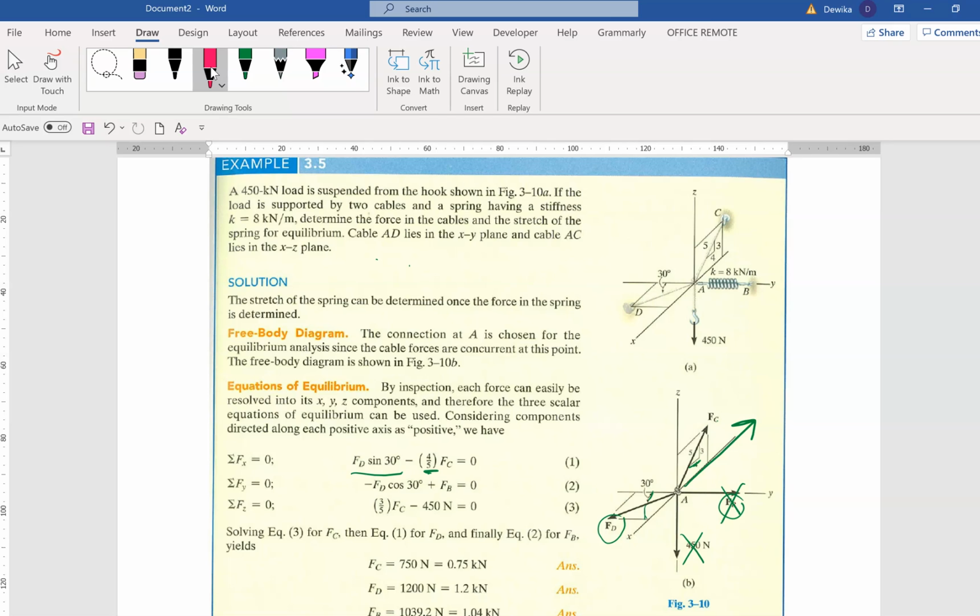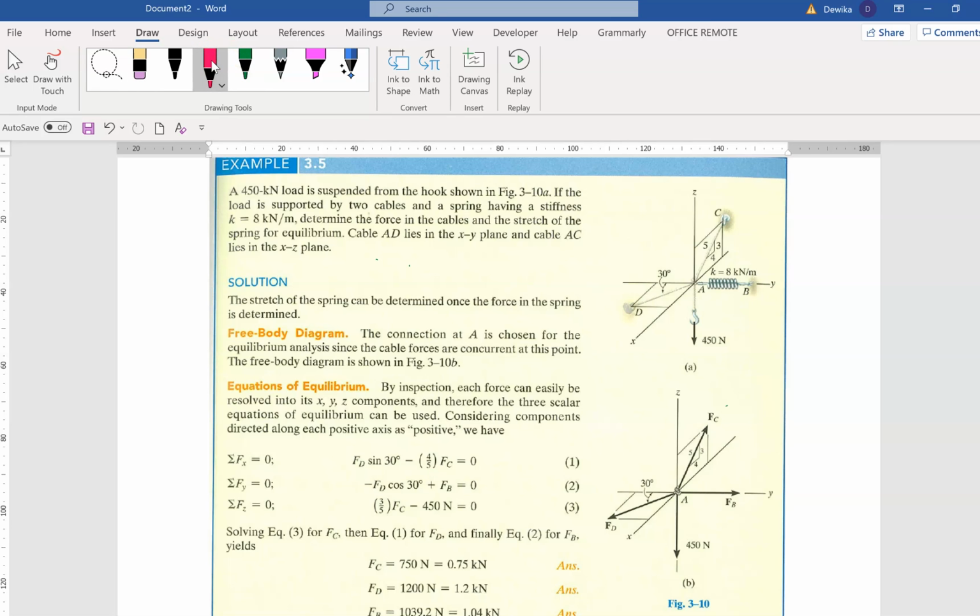Next, move on to the y-axis. So in the y-axis, what do we have? We have FB, which is in the positive direction. This one has nothing to do with the y-axis, and this one is between x and z, so this also has nothing to do with the y-axis. But this one, yes, it affects. So FD cos 30, and it is in the negative direction because it's pointing the opposite direction. So we have solved for x and y.